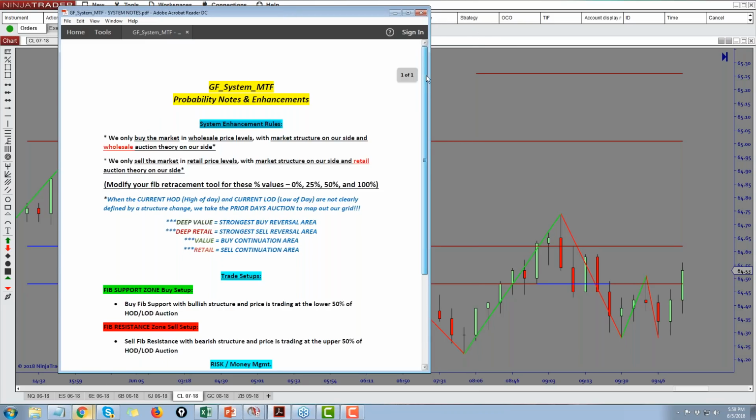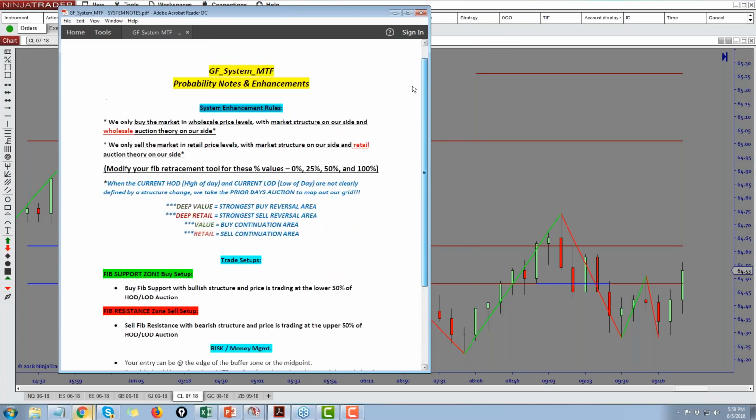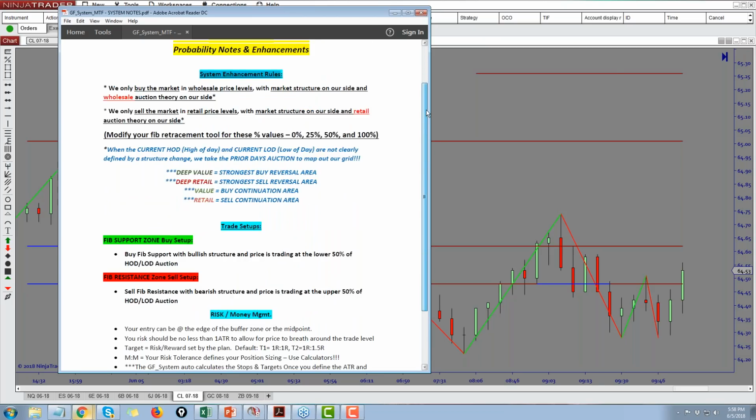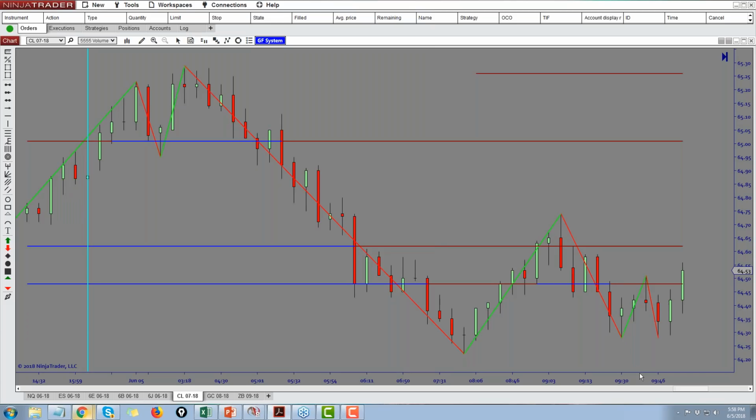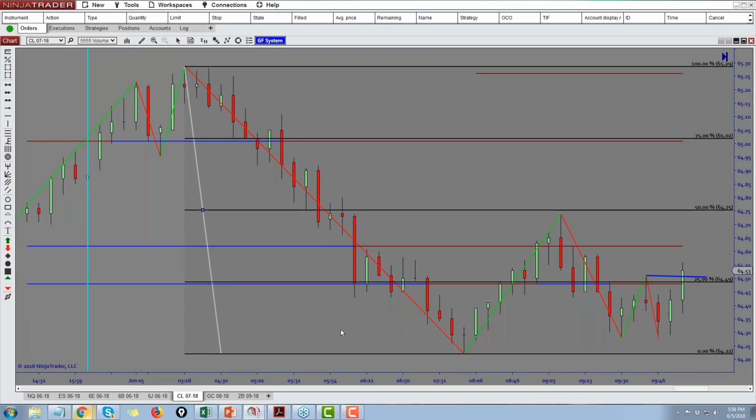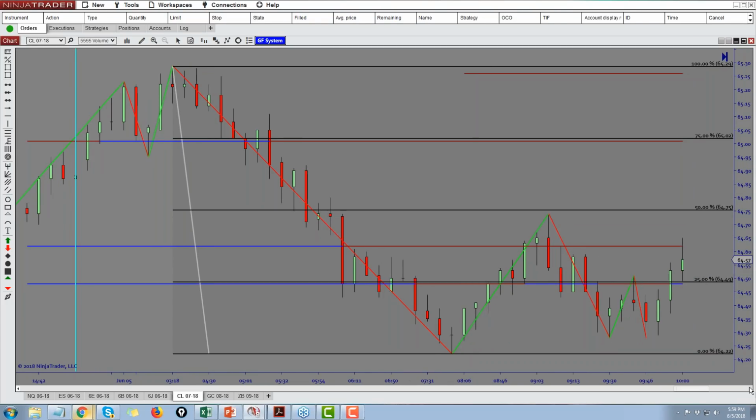That's why I created this document, because it's a one-pager. It's literally a one-pager. And it complements this so nicely, because now we can say, okay, we have a structure break. We can take our level and map out our grid, and I'm allowed to buy support. I'm in an area where buyers should be holding.